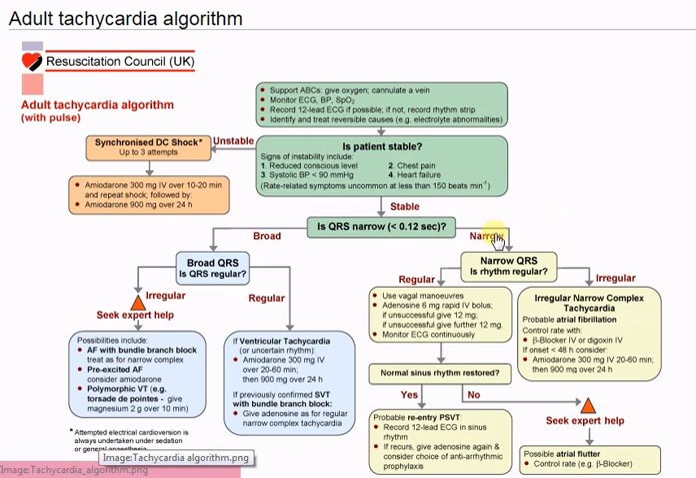But what happens with narrow QRS? We can use adenosine. But first, you should consider if the patient has Wolff-Parkinson-White syndrome or not before you use adenosine. Sometimes it's very hard.